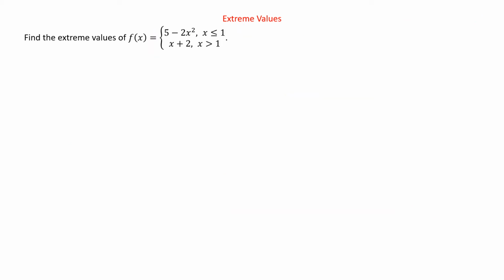So I think we have one more. We have a piecewise function here. So we want to find the extreme values of this. If we graph this, which is always nice to see, kind of what the graphs are going to look like, we've got a quadratic there, and then we have a line.